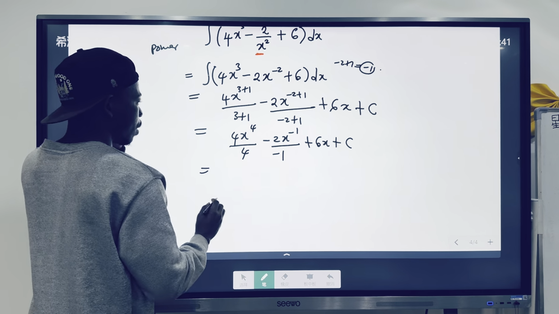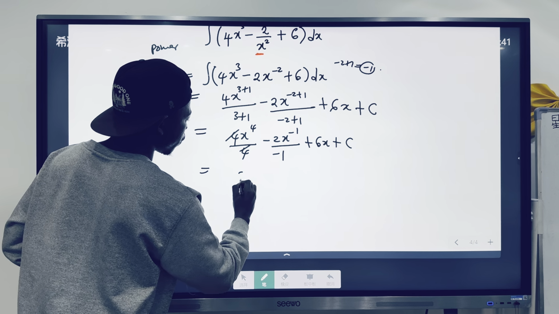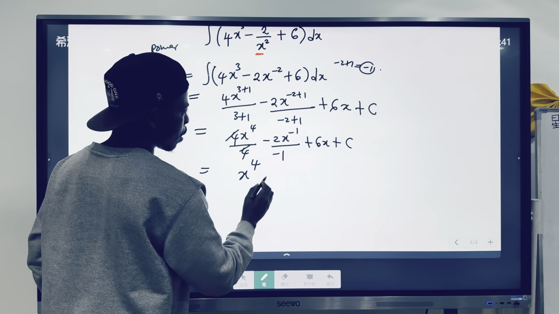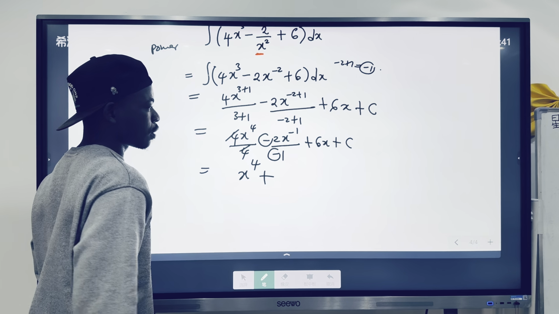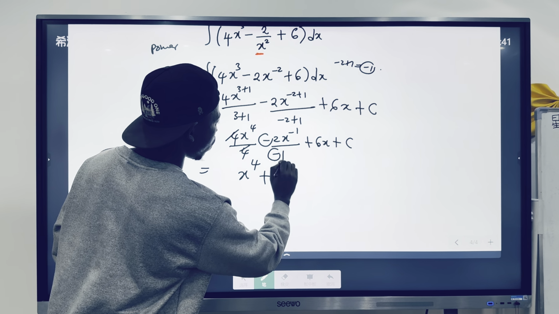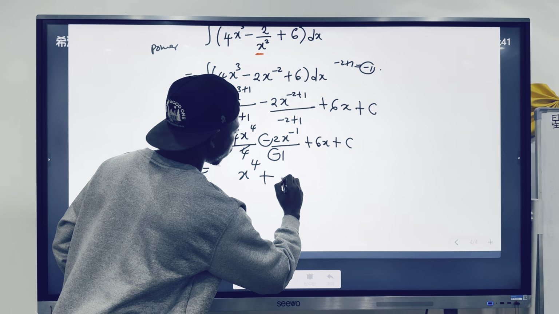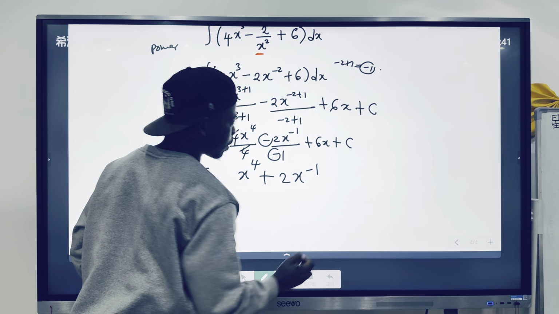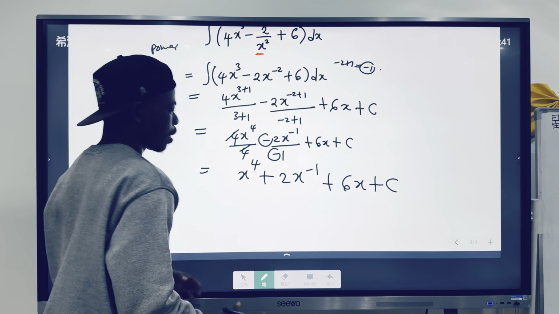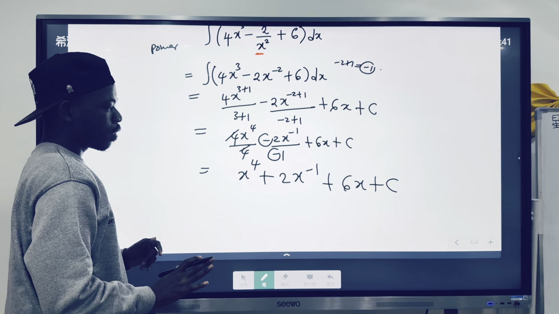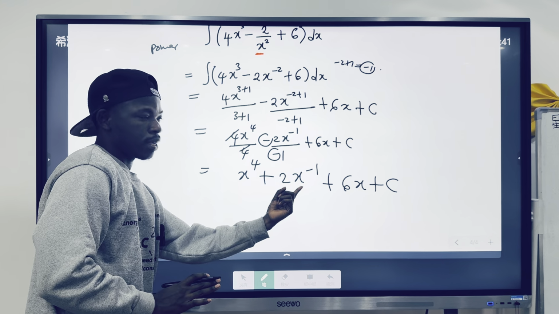Okay, then you can see 4 and 4 go, so we remain with x to the power 4. This negative and this negative will form positive, so we're going to have positive. So what do we have? 1 into 2 is literally 2. So it will be 2x to the power negative 1, then plus 6x plus c.